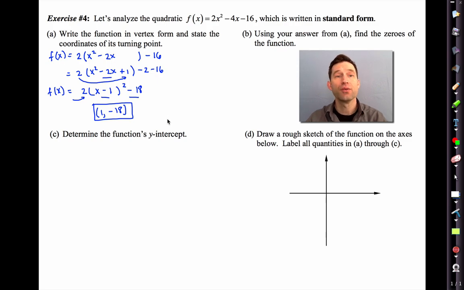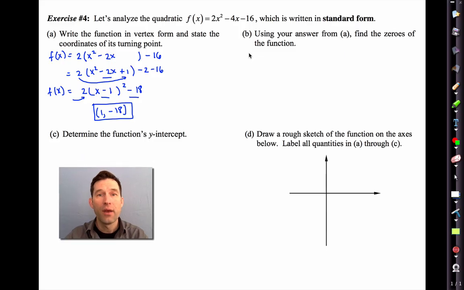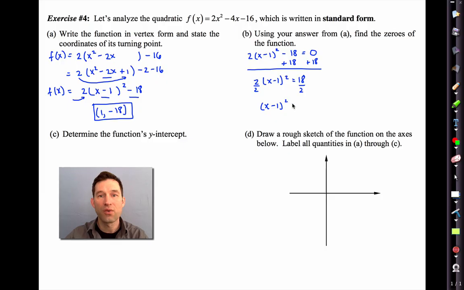Now the beautiful thing is we've done the heavy lifting. In letter B it says find the zeros of the function using your answer from A. Great. So I'm going to take my answer from A, not my turning point, but the vertex form of my parabola, and I'm going to set it equal to 0. And instead of factoring, I'm just going to undo what's been done to x. So I'll add 18 to both sides. I'll get 2 times x minus 1 squared equals 18. I'll divide both sides by 2. I'll get x minus 1 squared is equal to 9.